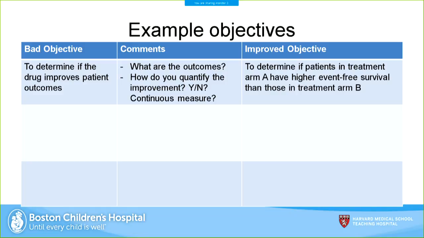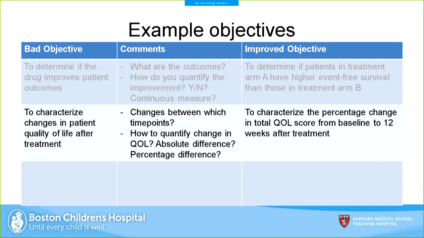So is it simply yes or no, the patient improved or not based on a threshold? Or are we looking at a continuous measure of outcome? They have 20% better survival at 5 years, or they have 10 points higher on their quality of life score. So, an improvement to this objective could be to determine if patients in treatment arm A have a higher event-free survival than those in treatment arm B. So, event-free survival is that outcome that we're going to be comparing between the treatment arms.